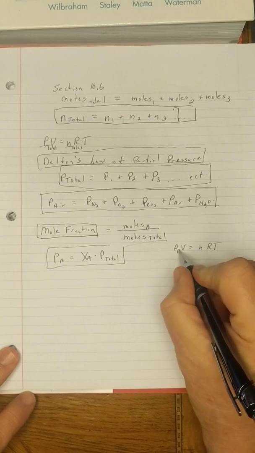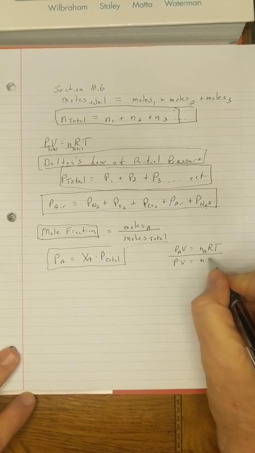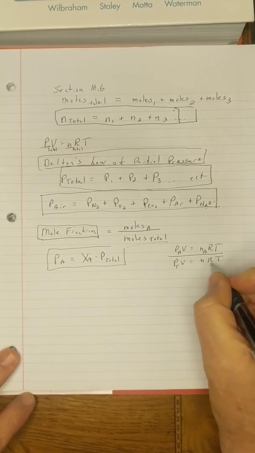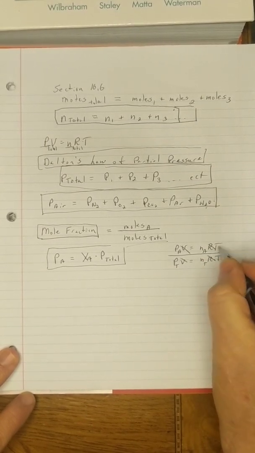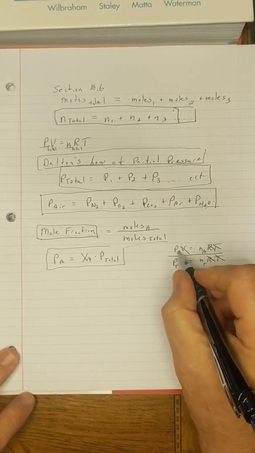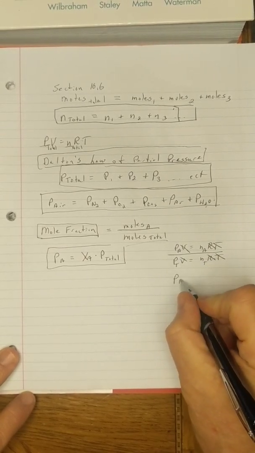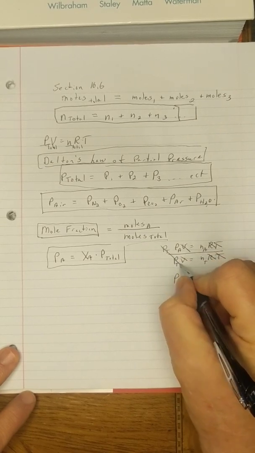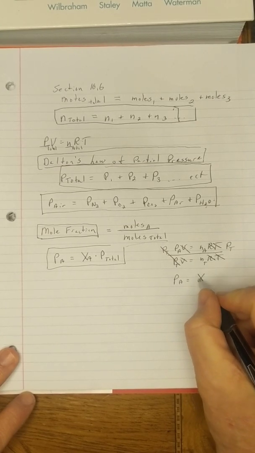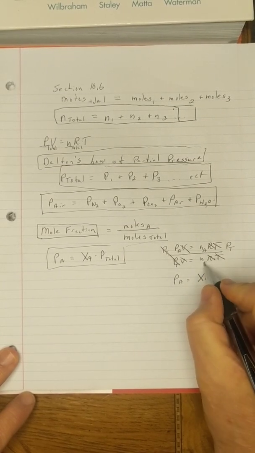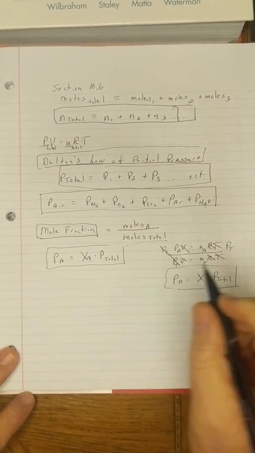and I'm talking about A and A, and I divide that through by PV equals nRT, and I'm talking about the total and the total, assuming that the volume, the R is constant and the temperature is constant, I would then get pressure of A over pressure total equals moles of A over moles of total, and then rearranging that, multiplying both sides by P total, the pressure of A would equal the mole fraction, which would be the moles of A over the total, times pressure total. And that's how that law is derived.